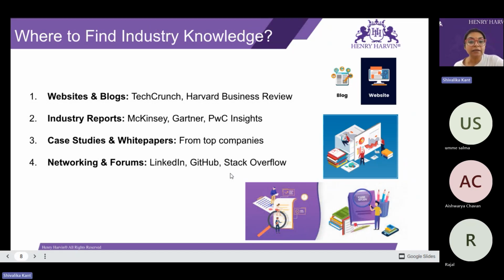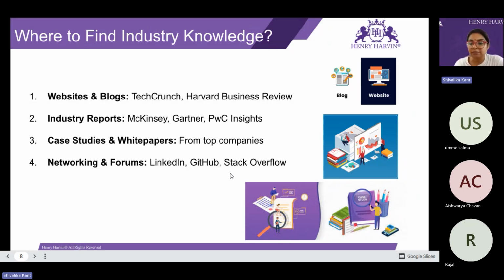Okay, then we have online platforms. We have Skillshare, Coursera, edX. Harvard University, Harvard Online, and MIT OpenCourseWare are there. So from there also you can get lots of information. Then company-specific knowledge also.